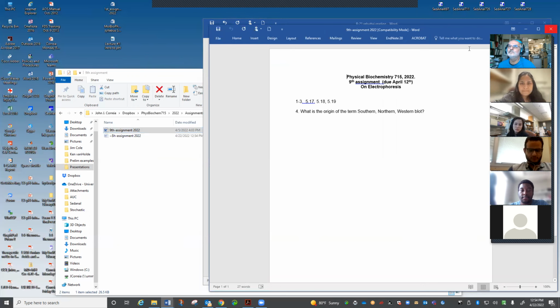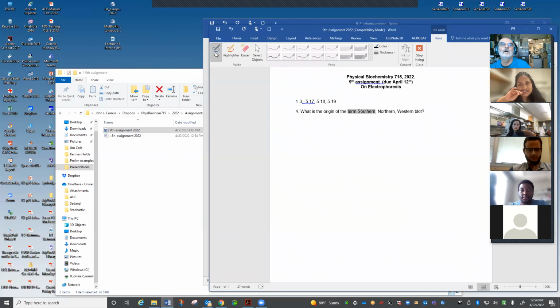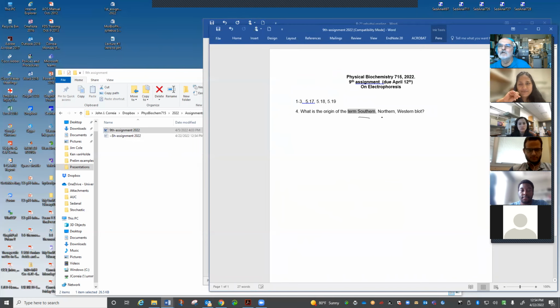How about this question? The one at the bottom. The origin of the term Southern. Anybody? I'm working on it, Dr. Correa. Anybody? So what do you mean by origin of the name itself? Is it that Southern is for DNA, Northern is for RNA? Yeah, but I want to know where the name came from. Okay. Dr. Correa, yeah.